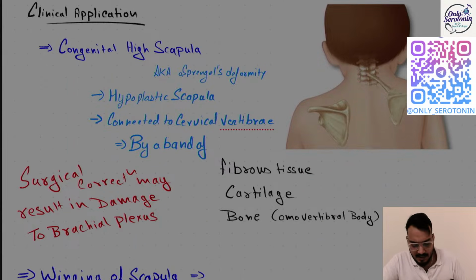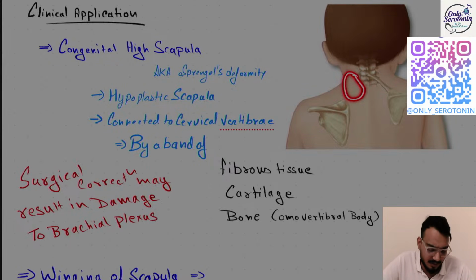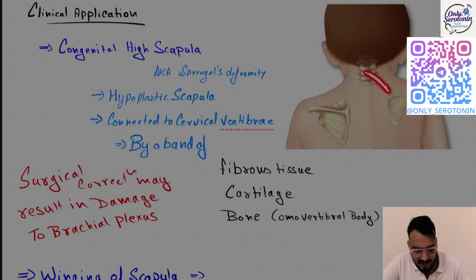Now the clinical application, guys. We are going to study about the congenital high scapula. What is congenital high scapula, guys? At the time of development of the baby in intrauterine life, the scapula will be somewhere high, but at the time of development it will come to its natural position. But in some babies it will not come. It will get attached with what, guys? It will get attached with fibrous tissue, cartilage and bone.